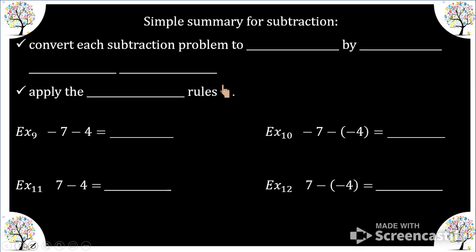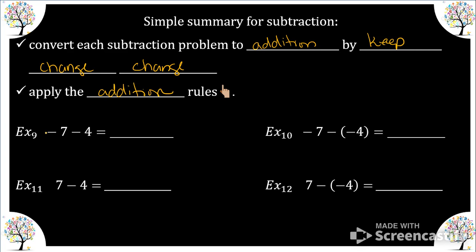Okay, so that was the simple summary for addition. Now let's look at the simple summary for subtraction. So convert each subtraction problem to addition by keep, change, change. And then we apply the addition rules that we just reviewed. So in all of these problems, we have subtraction, so we are going to apply keep, and then change subtract to add, and the second number to its opposite.